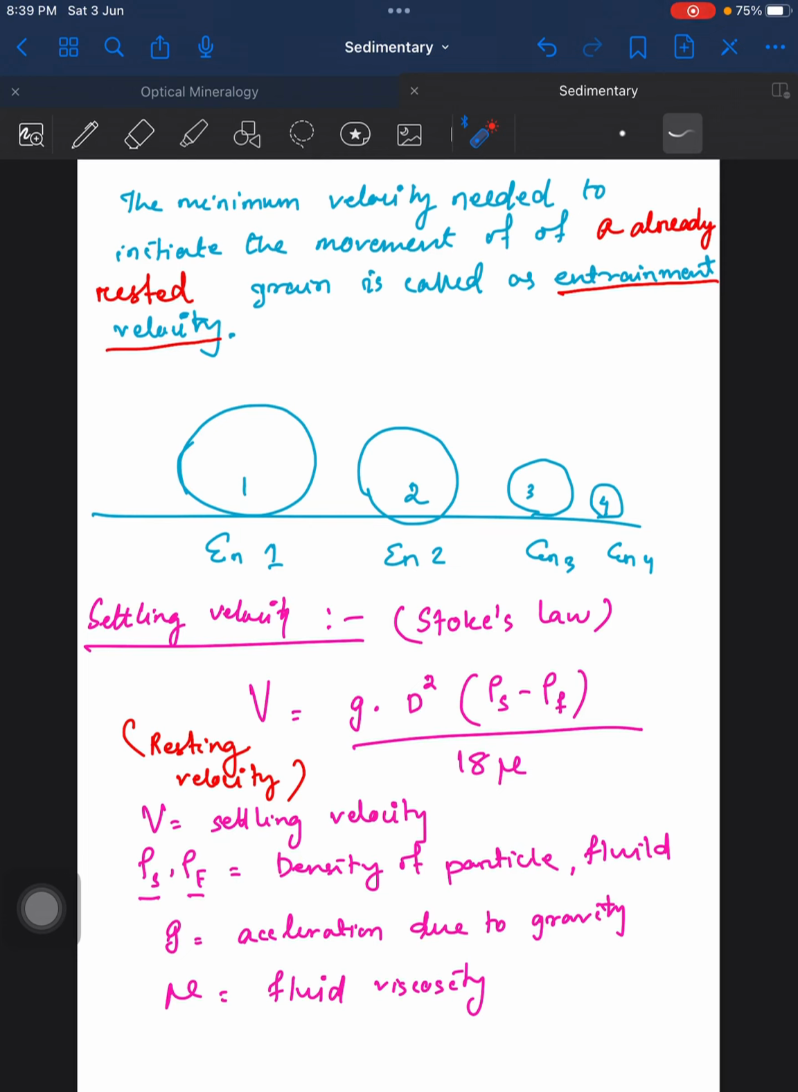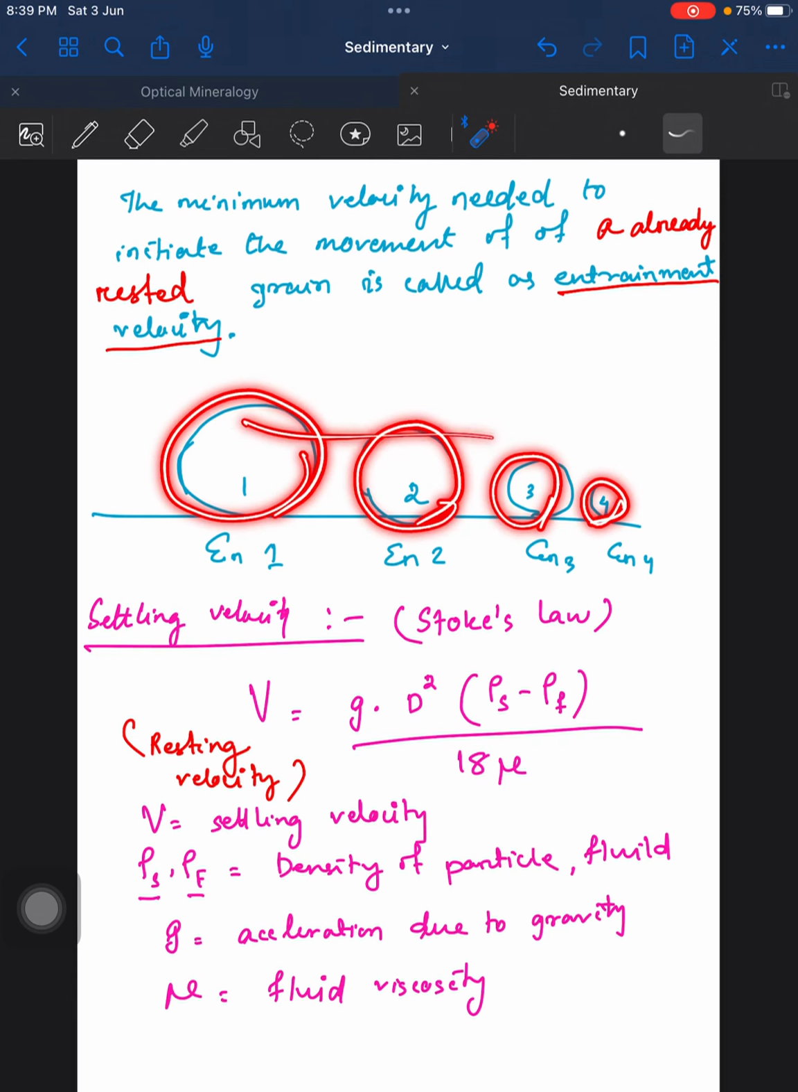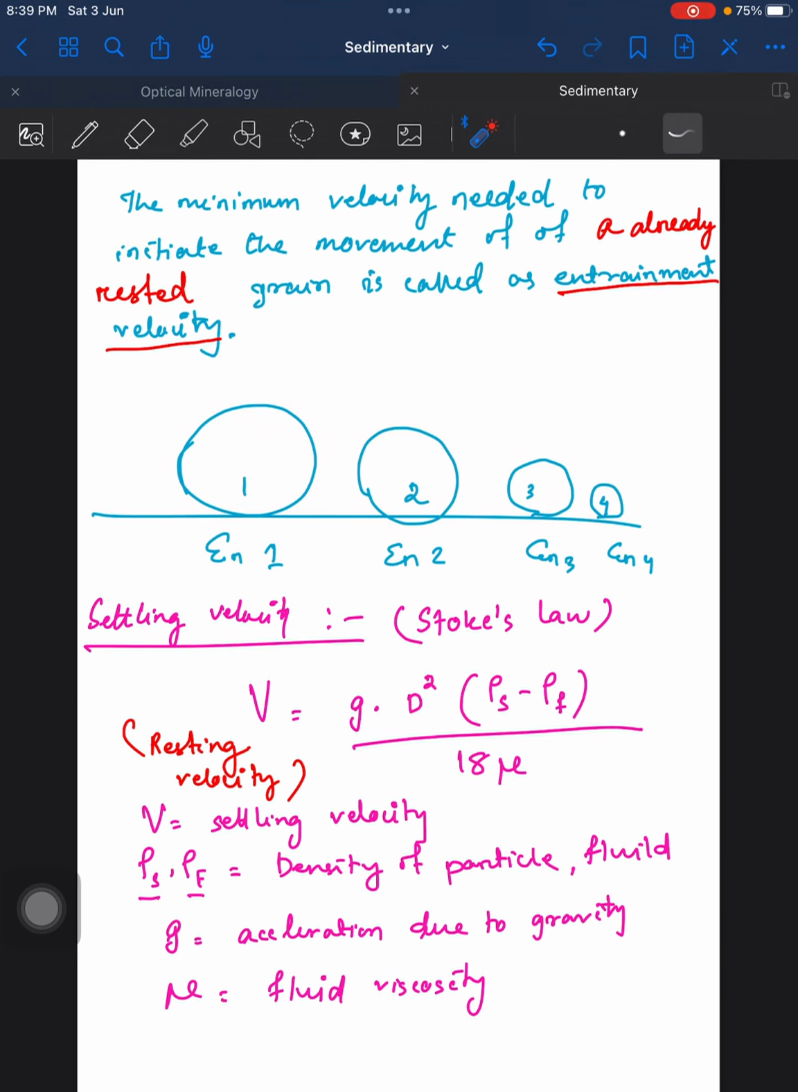This is the Bernoulli's equation, and the minimum velocity needed to initiate the movement of an already resting grain is called the entrainment velocity. I have already said that. So we can say, this is a bigger particle, this is smaller, and this is the smallest particle, so the entrainment velocity will be different for different particles. The bigger particles need more entrainment velocity, this needs more in comparison to this, and this needs the least entrainment velocity to get lifted.